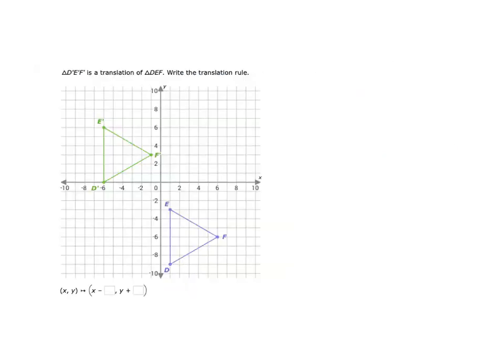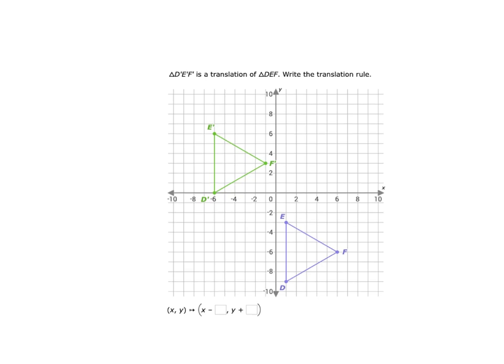Now I have a shape and I have another shape. So the first thing you want to do is recognize that my pre-image is down here. That's the one that doesn't have the primes. My image is where it changes to, my E primed, my F primed, my D primed. So this is my image. And they want me to write the rule. They do tell me some things. They tell me it's an x minus, so that lets me know I'm moving left. I can see I'm moving left, so I'm going to take a look, and I'm going to use D just because it's the first letter as my starting point.